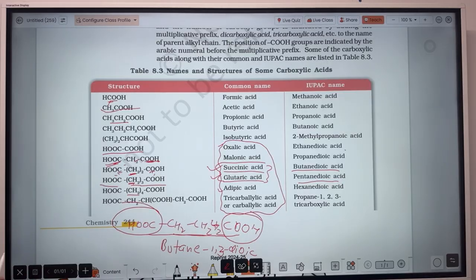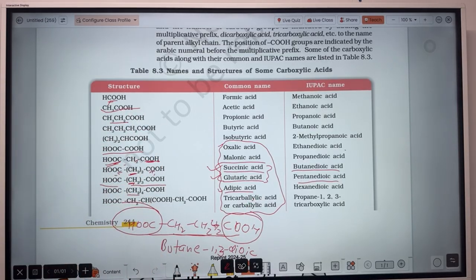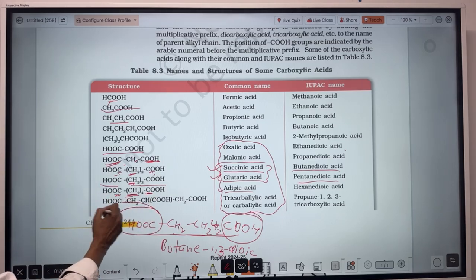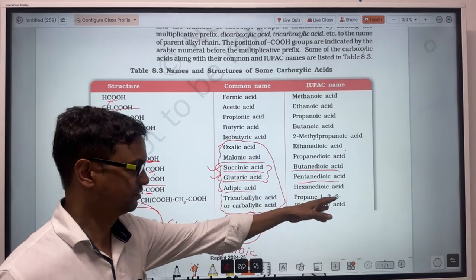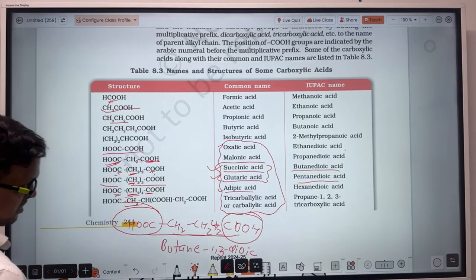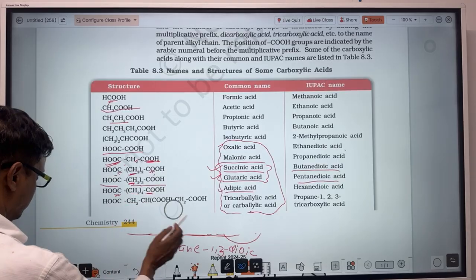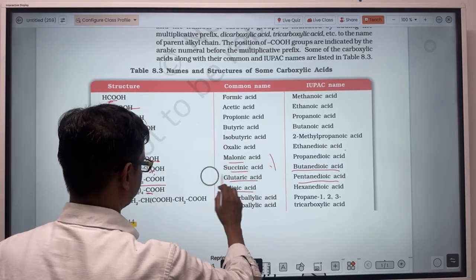If there are 4 CH2 groups between the two COOH groups, then the common name will be adipic acid. And the IUPAC name here is very easy. Here 4 carbons, and here 1 and 1, total 6 carbons. So hexane, E will be retained, and dioic acid. Okay, same here in this compound. Okay, let's see. About the last one.